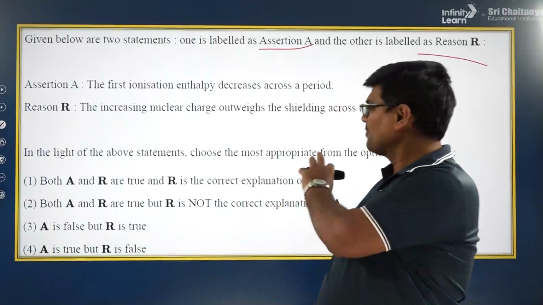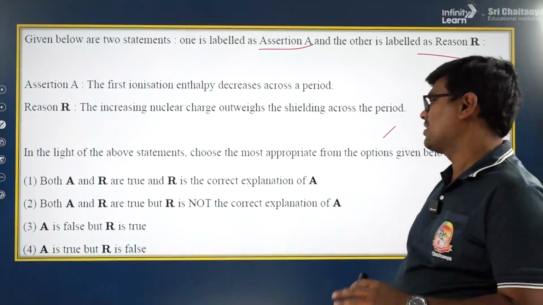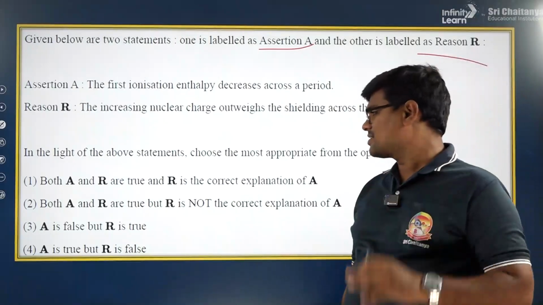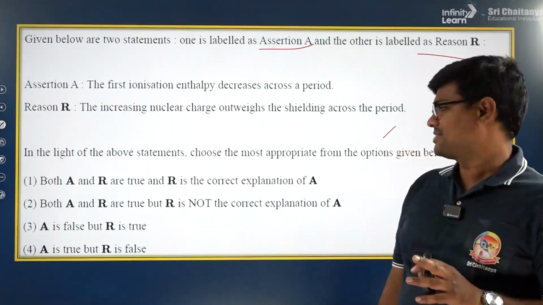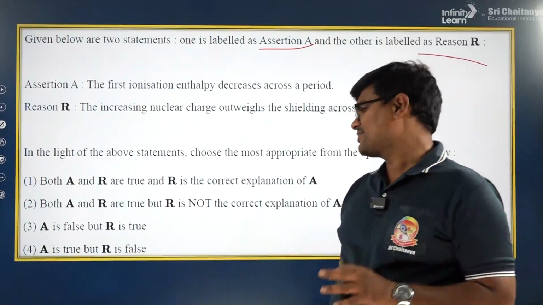Then, in the light of the above statement, choose the most appropriate option. Both assertion and reason are true and R is the correct explanation of A. Both assertion and reason are true but R is not the correct explanation. Assertion is false, reason is true. Assertion is true, reason is false.